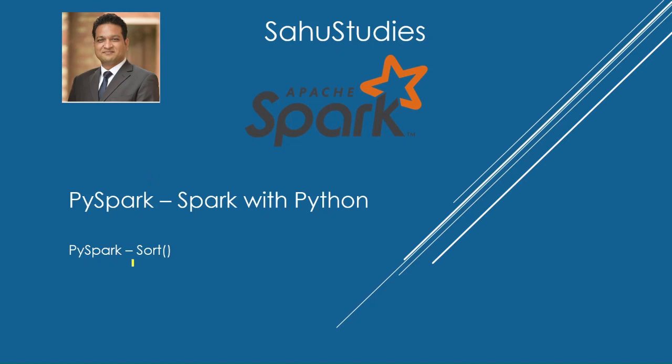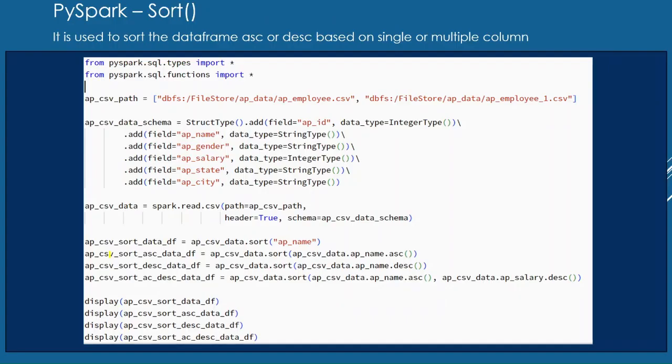In this video, we are going to see how the sort function works in PySpark. So why do we generally use the sort function? The sort function is used to sort the data frame in ascending or descending order based on single and multiple columns. With the help of the sort function, the basic functionality is sorting the data frame based on a particular column name. So in this exercise, we are going to see how the sort function works in PySpark.